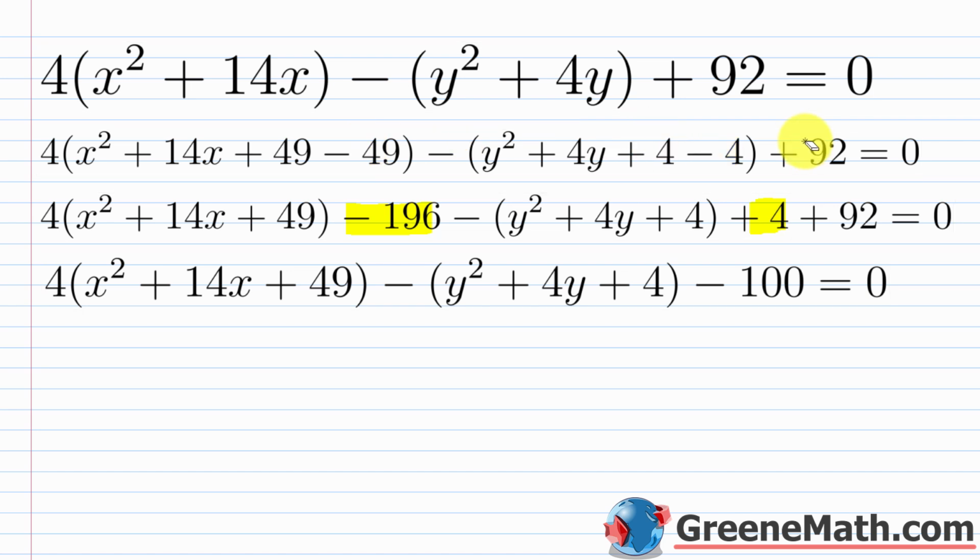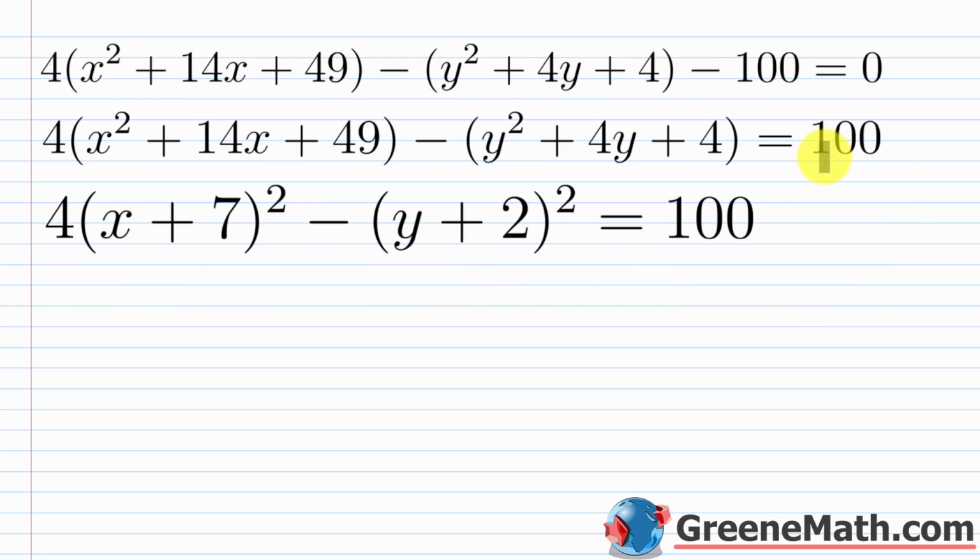And the next step would be to add negative 196 plus 4 plus this 92 here, and you're going to get this negative 100 as a result. And then all we're going to end up doing is adding 100 to both sides of the equation, so you get this form right here, and then we're going to factor each perfect square trinomial.